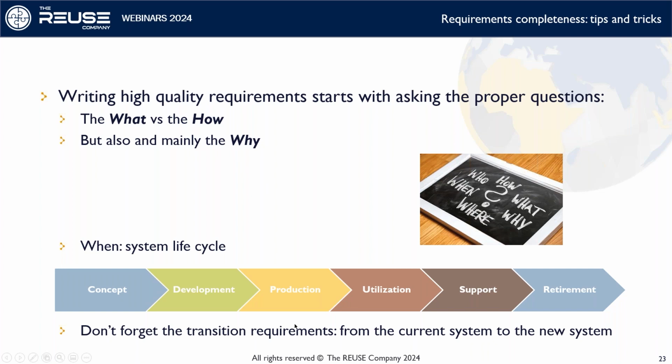And also don't forget the transition requirements. Usually the requirement here is an open loop, but we like a sequence. But retired systems could also have impacts in newer versions of the same systems or other systems. So don't forget the transition requirements.